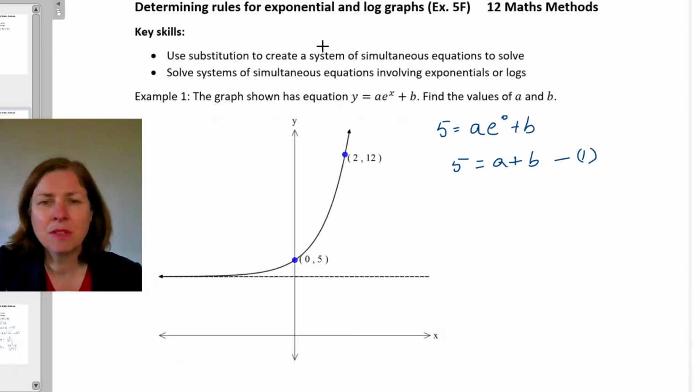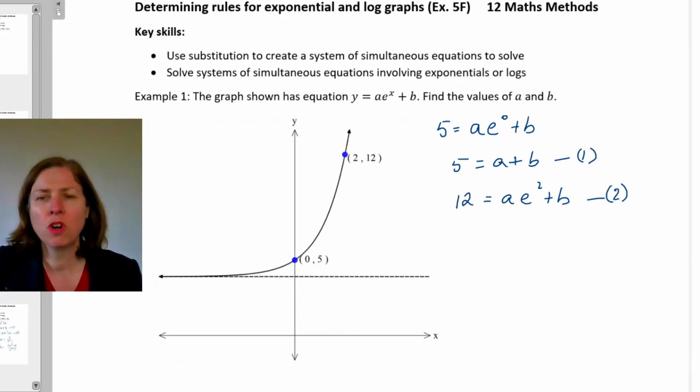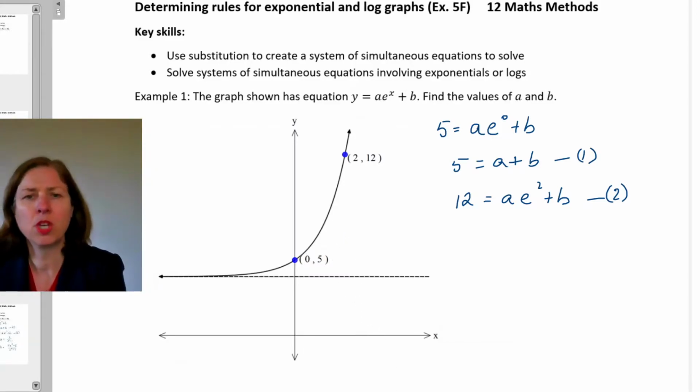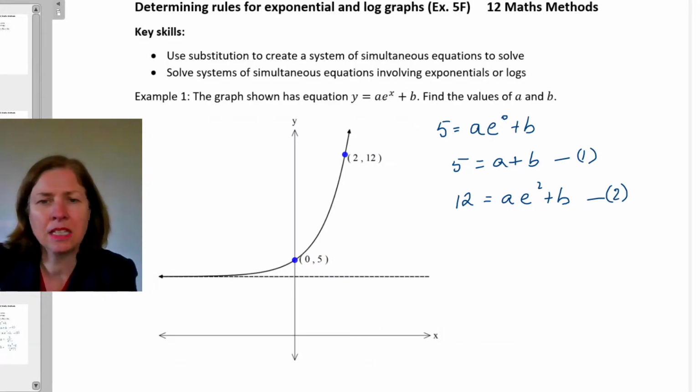Then I look at my second point, which is at 2, 12, and I'm going to substitute that in the same way. 12 equals a times e squared plus b. Now, you can do this by hand. It's not too complicated, but I'm going to show you how we're going to do this in our CAS.